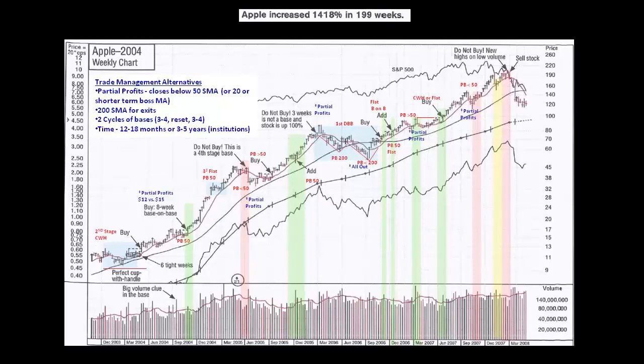There are many hard, fast rules in CanSlim, but there's also a lot of discretionary choice points. And the larger your profit is, the more options you have for how you can manage the trade. Here's Apple in 2004. It increased 1,400+% in 199 weeks.